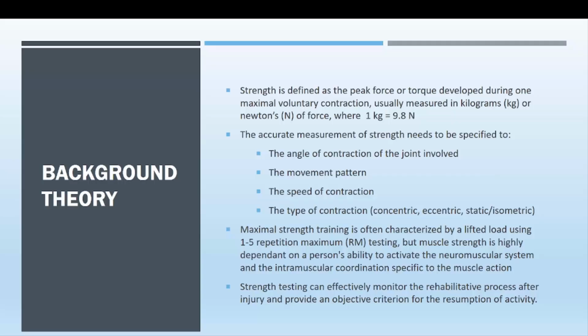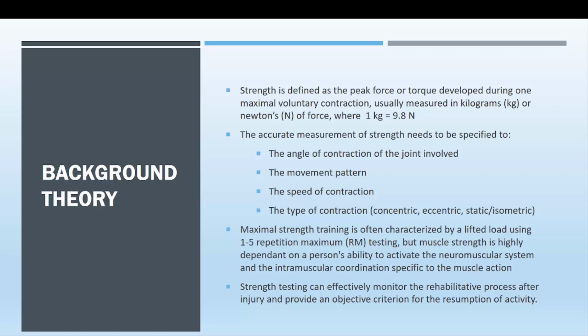So what is strength? Strength is defined as the force or torque developed during a voluntary muscle contraction. This is most commonly measured in kilograms or newtons of force, where 1 kilogram is equal to 9.8 newtons. So more specifically, maximal muscle strength is simply the maximal force developed by a muscle or muscle group in a single voluntary contraction, irrespective of time.